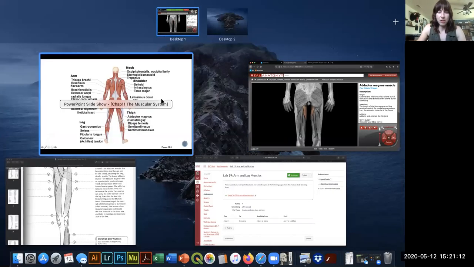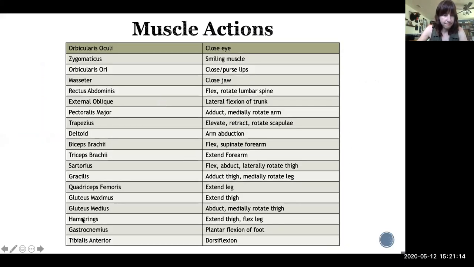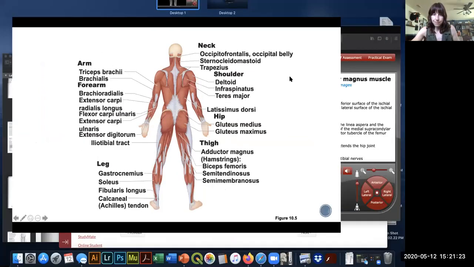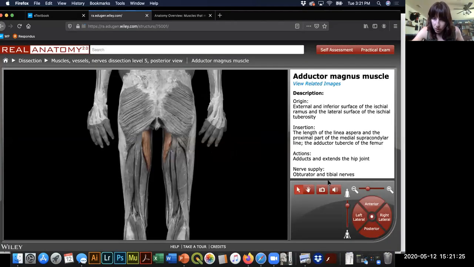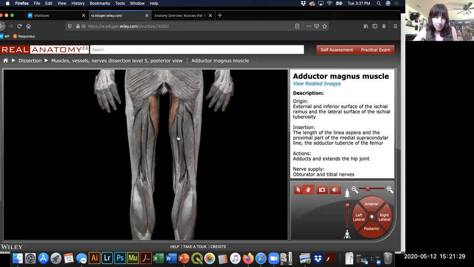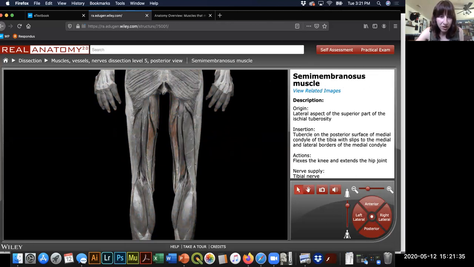I do not believe that you need to know that. But that's this little guy right here. He's just kind of parallel. Your hamstrings might overlap your Adductor Magnus a little bit. It's hard to tell here.